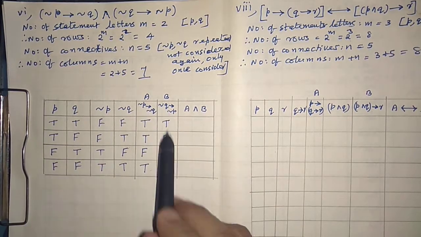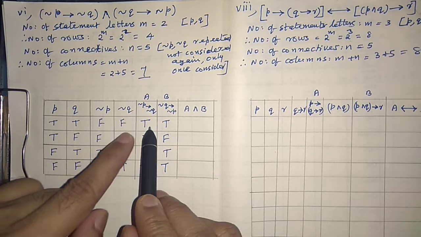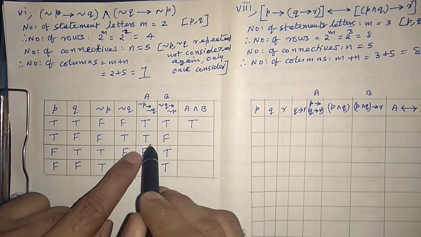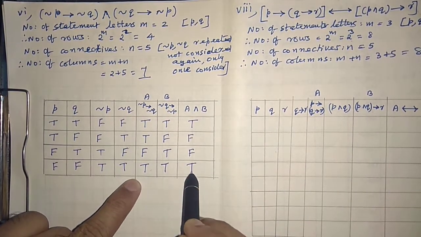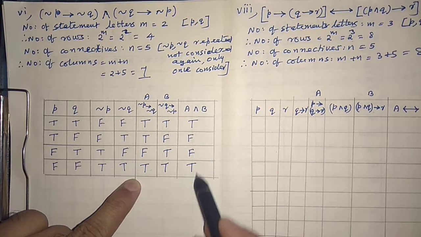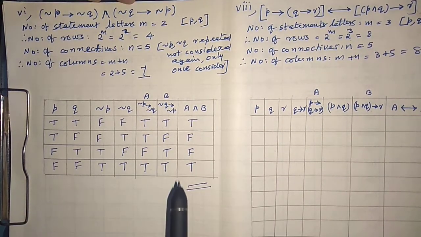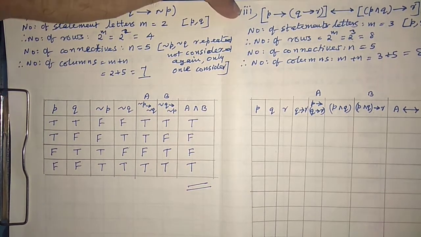This is A, this is B, so A conjunction B. Like that, both are conjunction. Both are T, then T. Both are T, T. Both are not T, F. F. Here it is T. These are the statement letters. Statement patterns: of the given ones, the final answer is this. Okay, easy. Now question number 8.